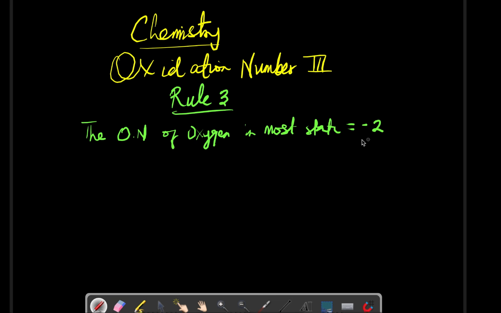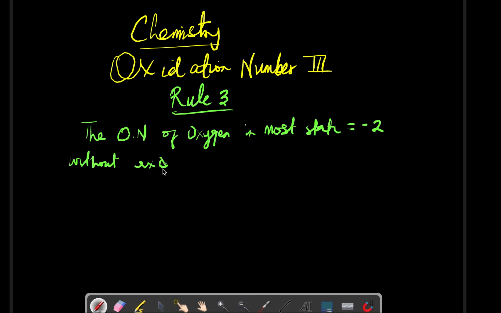So you will see that in most of the questions you will solve, when they say oxygen, the oxidation number of oxygen is -2. Why do they put -2? Because the oxidation number of oxygen in most states is -2. But there is an exception. The exception is peroxide, let me write it down so that it will help you. Without exception, it is -2.